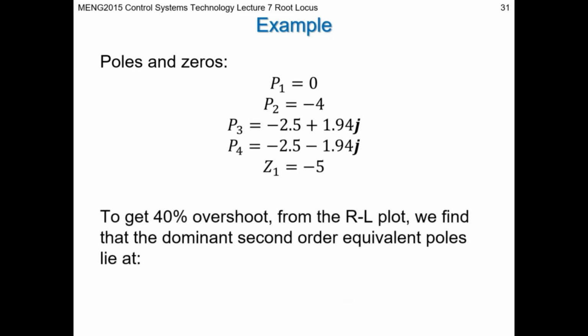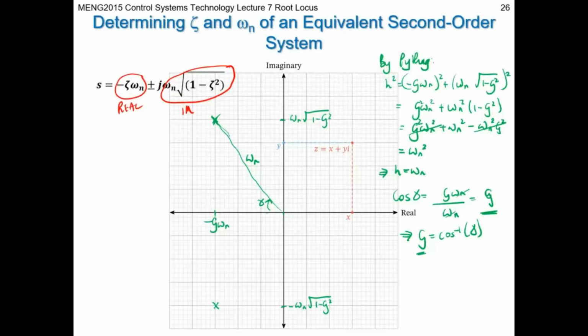And in fact, when you look into it and find out what damping ratio from a second order system gives 40% overshoot, the damping ratio is about 0.23, right? So we're looking for a dominant pair of second order closed loop roots that lie at a damping ratio of 0.23. That's going to give us an angle based on what we looked at here.